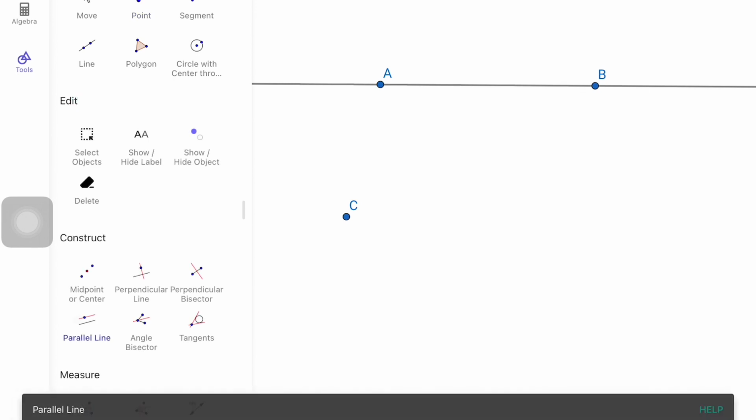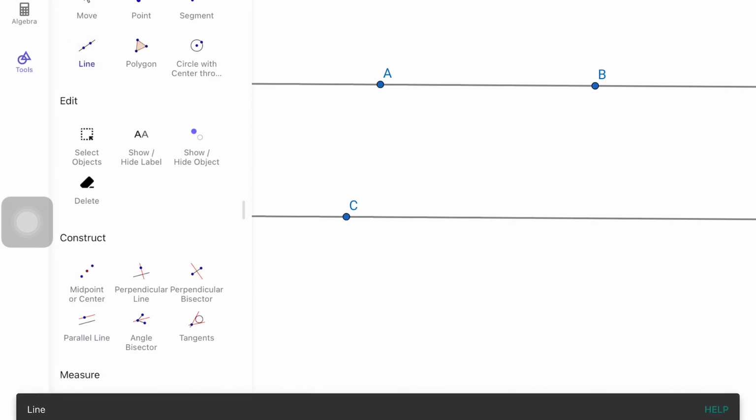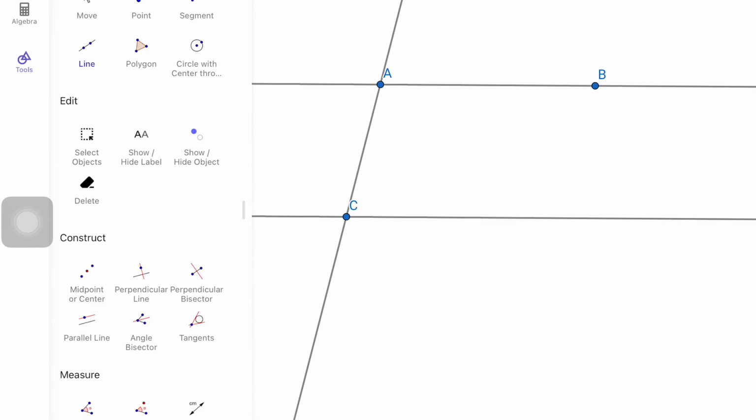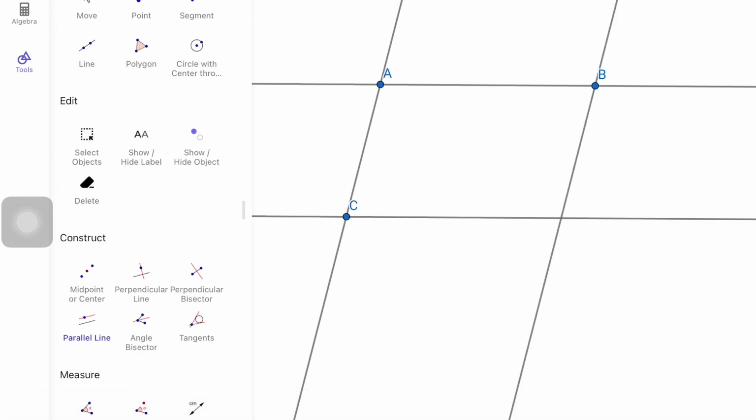Choose more. And under construct, find parallel line. Tap the C, tap line AB, and that gives us one pair of parallel lines. Now we're going to choose the line tool again, and I want you to tap AC. Now the parallelogram will need to have a line parallel to this one that runs through B. So we're going to choose parallel line again, tap B, tap line AC.